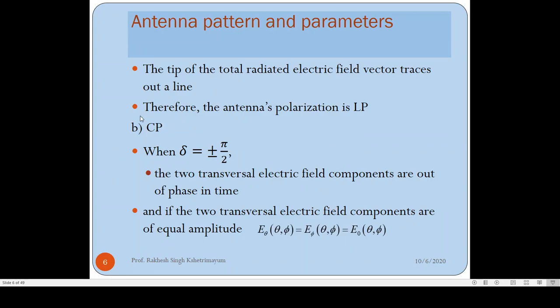We can also consider another case, which is called a circularly polarized antenna, where the wave radiated from the antenna is circularly polarized. In that case, delta will become either plus or minus pi by 2. That means there will be either a phase lead of pi by 2 or a phase lag of pi by 2 of the phi component with respect to the theta component. And one more condition for circular polarization is that the E theta and E phi components will be equal. They will be of the same amplitude. So in that case, E theta is equal to E phi, let's say, equal to E0.